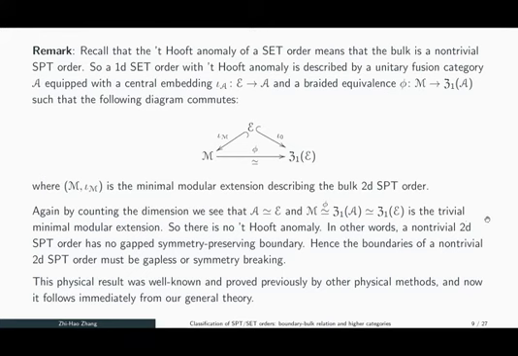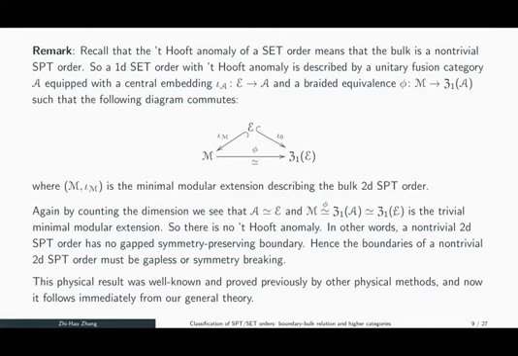Sorry, this diagram has some problem. On the right-hand side, there should be the trivial center of A. Okay, but still we have the Frobenius-Perron dimension of A is equal to that of E. So A is equivalent to E, and M must be equivalent to the trivial center of E. So M is indeed the trivial minimal module extension. This tells us there is indeed no 't Hooft anomaly.